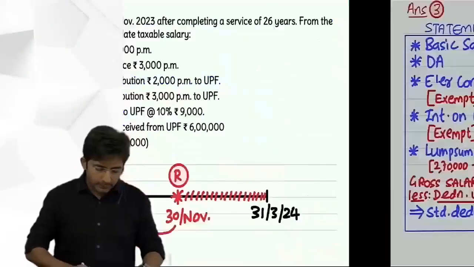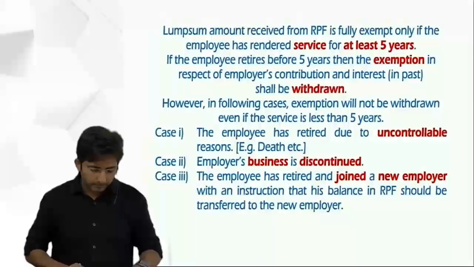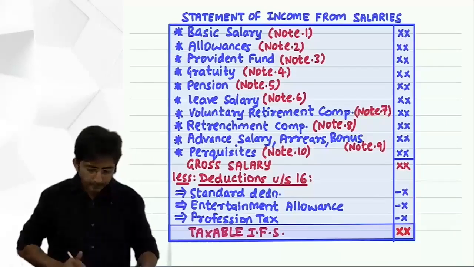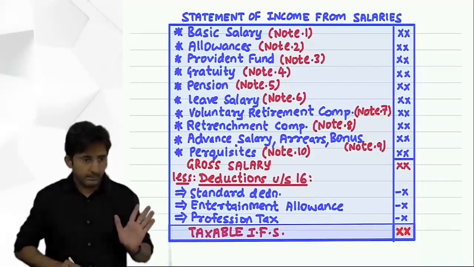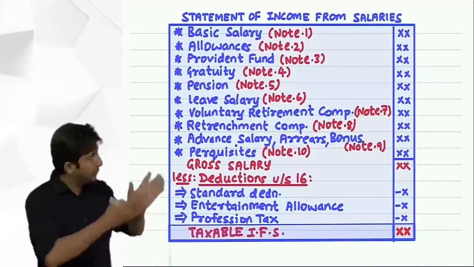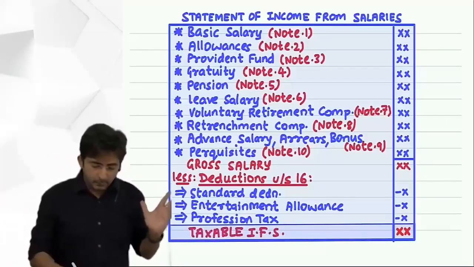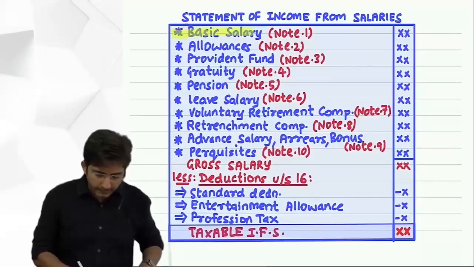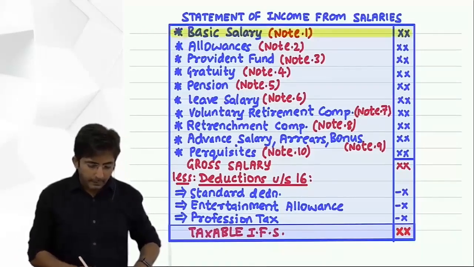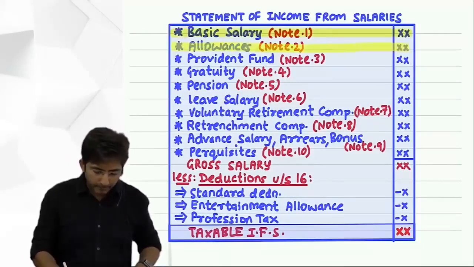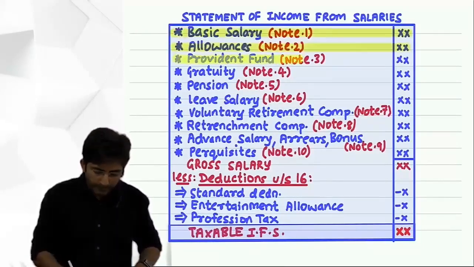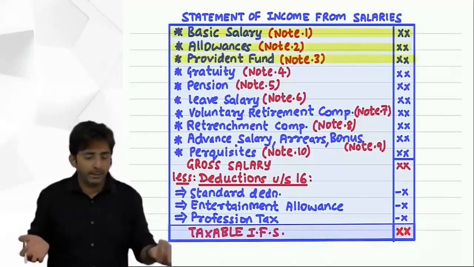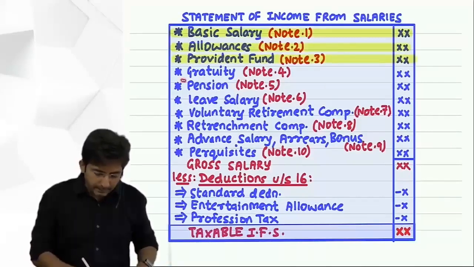Now see, what is the status of our chapter? Income from salary, where have we reached? See, this is a checklist. Whenever you finish anything, you have to check what is the status now. So tell me, basic salary is done. Okay, I'll just highlight it. This is finished. Okay, allowance is also done. Okay, provident fund also finally done. Three types of provident fund: SPF, RPF, UPF. Okay. Now the next theory that comes is gratuity.